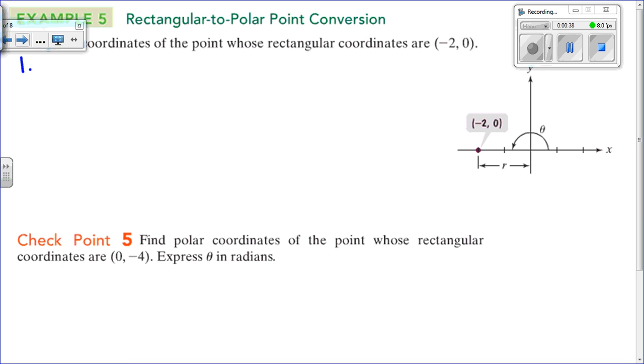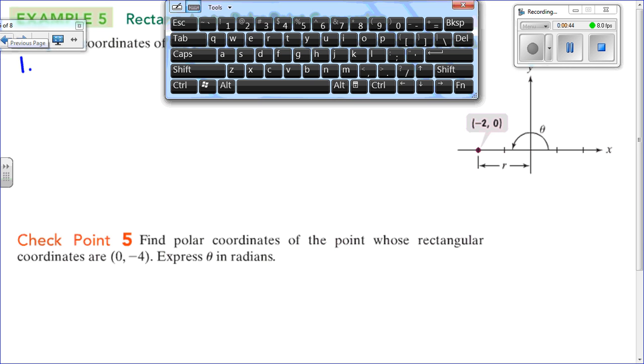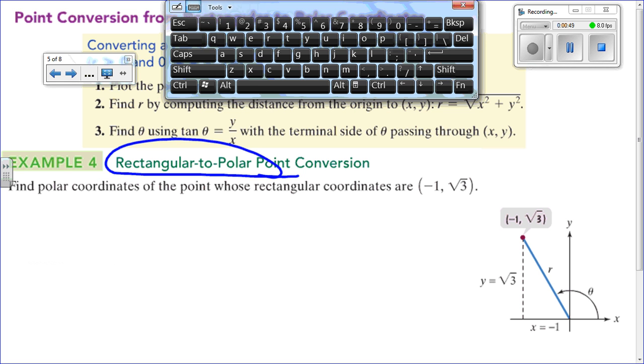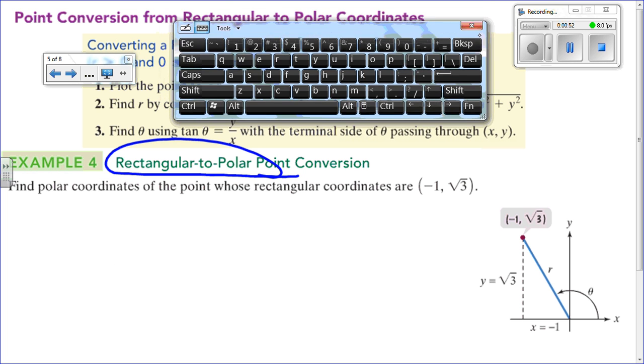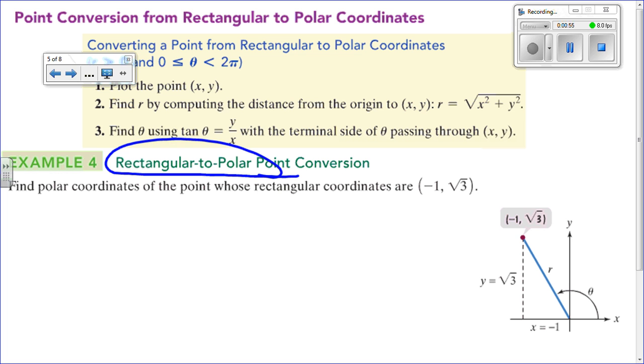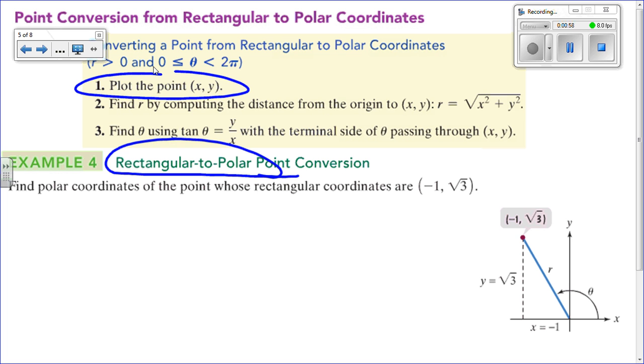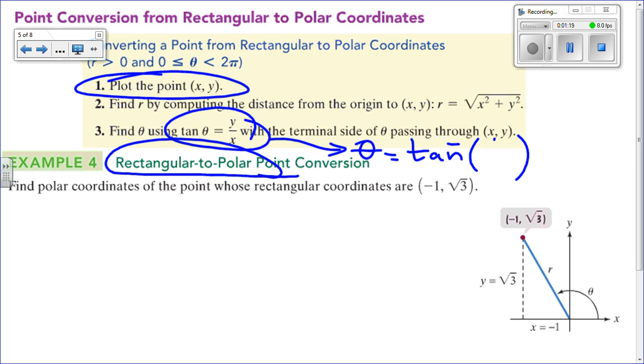So the first thing you should do, and it is right here in your box, if you are given a point, is plot the point. Why? Because once you find the tangent inverse of that, okay, this is the formula to find tangent of theta. You all know that if we want to solve for theta, we need to do tangent inverse of that ratio, which is y over x.